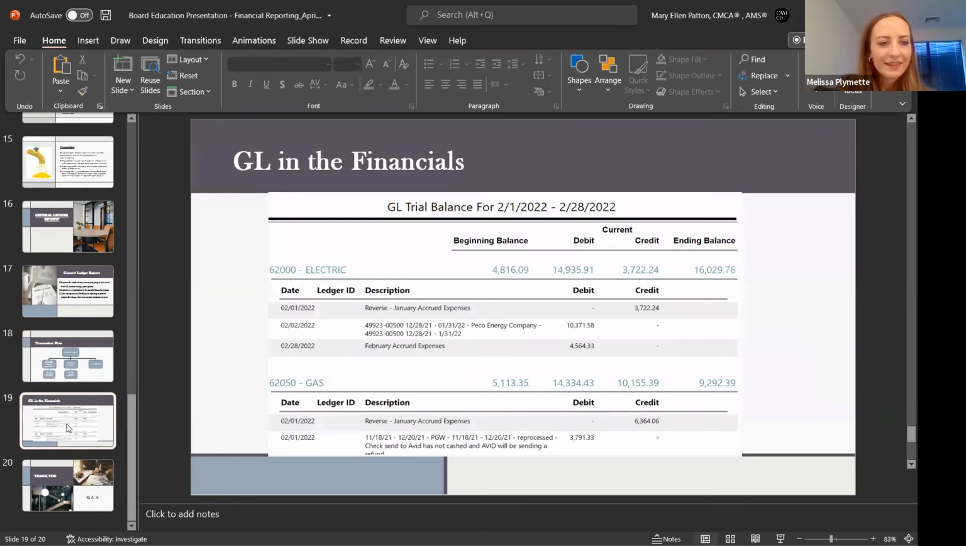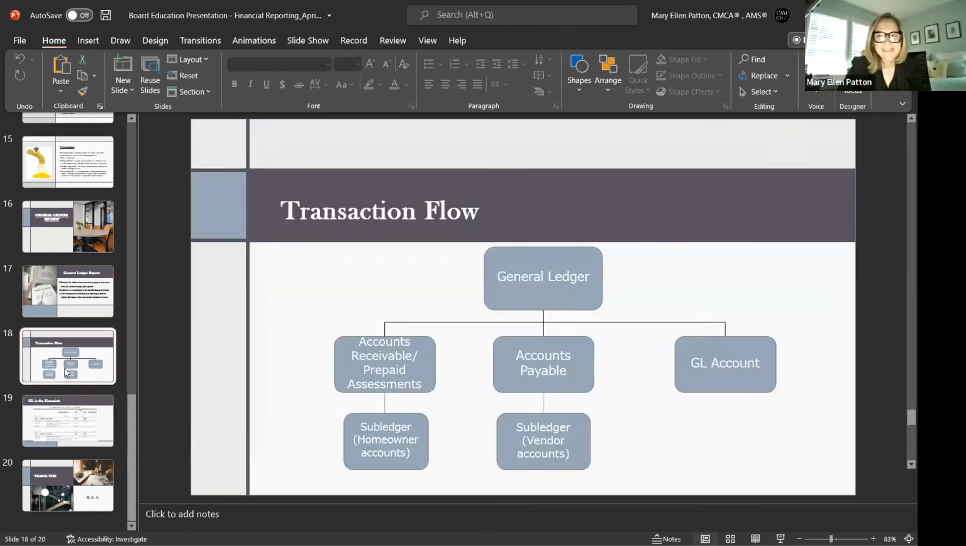So another thing I wanted to point out in regards to the general ledger is just how the transactions flow for certain accounts. Again, just wanted to provide this for those that may not have an accounting background, just to give a sense of how the information flows within the reports. So for most GL account entries, they're being debited and credited. It's exactly as you see it.